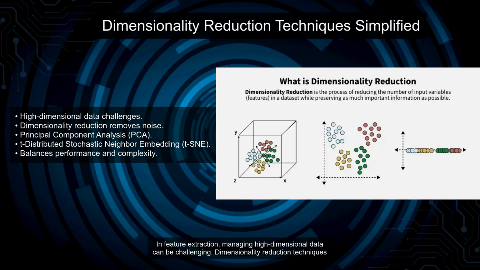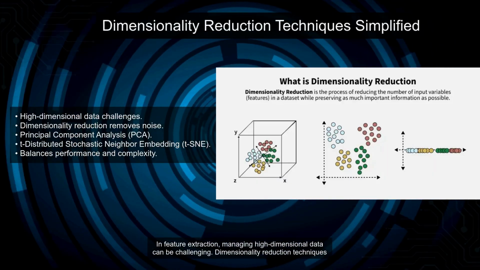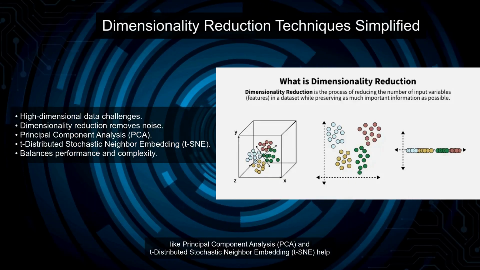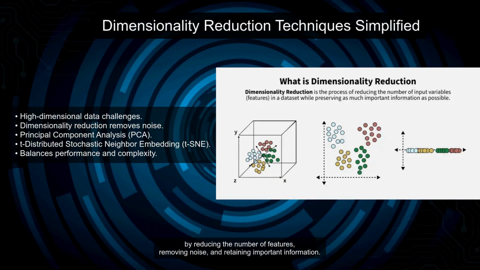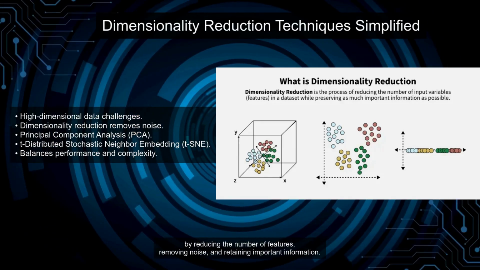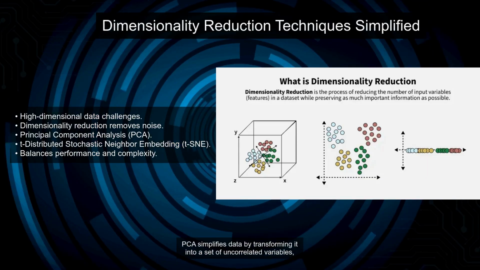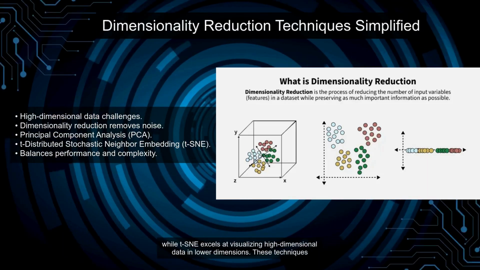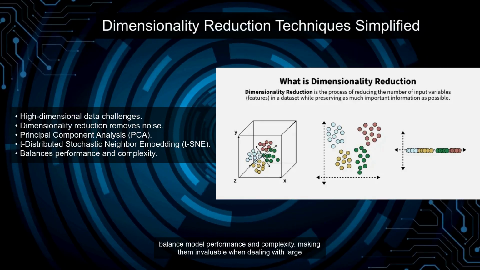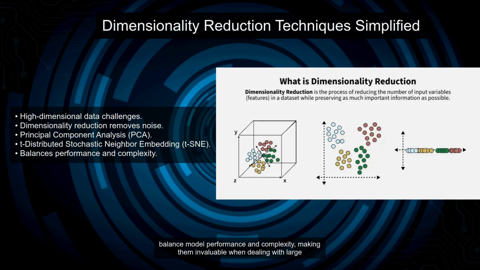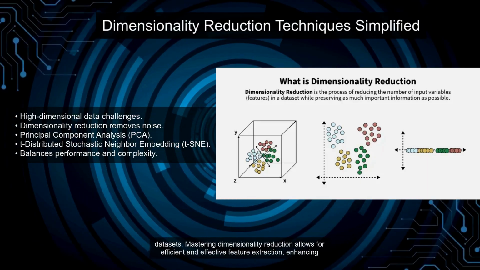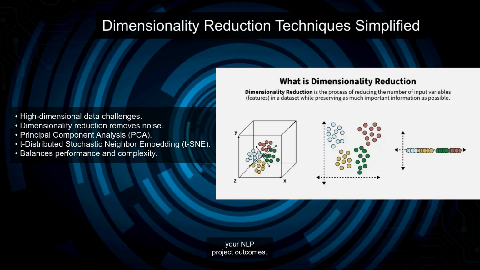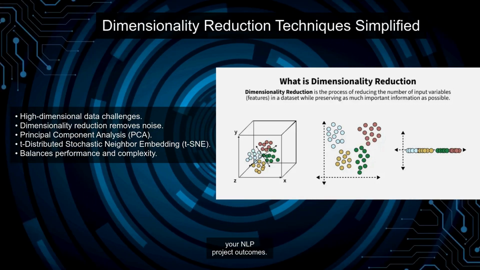In feature extraction, managing high-dimensional data can be challenging. Dimensionality reduction techniques like principal component analysis, PCA, and t-distributed stochastic neighbor embedding, t-SNE, help by reducing the number of features, removing noise, and retaining important information. PCA simplifies data by transforming it into a set of uncorrelated variables, while t-SNE excels at visualizing high-dimensional data in lower dimensions. These techniques balance model performance and complexity, making them invaluable when dealing with large datasets. Mastering dimensionality reduction allows for efficient and effective feature extraction, enhancing your NLP project outcomes.